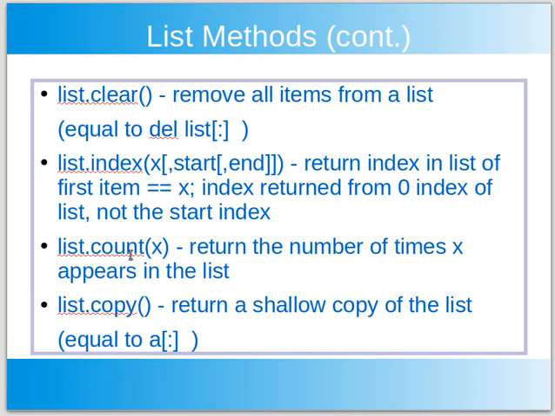List.count takes x, return the number of times x appears in the list. So if you have the word cat appear 20 times in your list, this would return the number 20. List.copy, return a shallow copy of the list, equal to this right here.